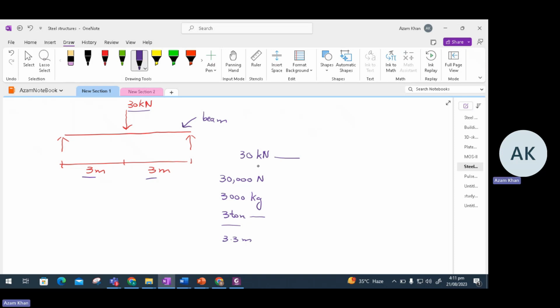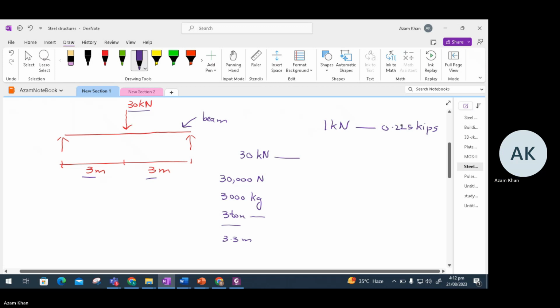So 30 kilonewton, or say 1 kilonewton, is equal to 0.225 kips. So we can always convert the kilonewton into kips by multiplying it with this factor. Similarly, for lengths, we know that 1 meter is approximately equal to 3.33 feet. So I think that this is a good starting point for our structure analysis course.